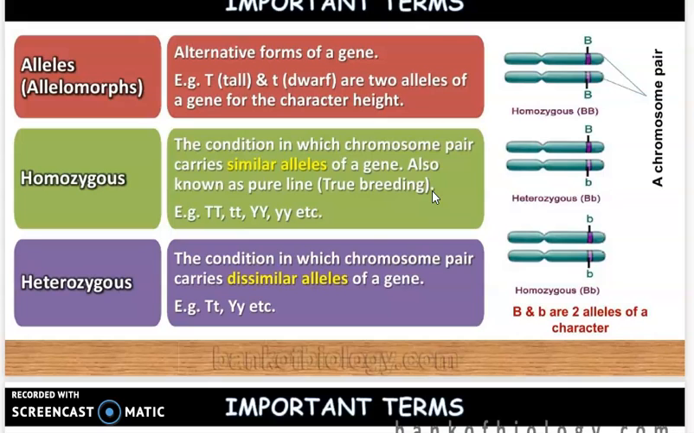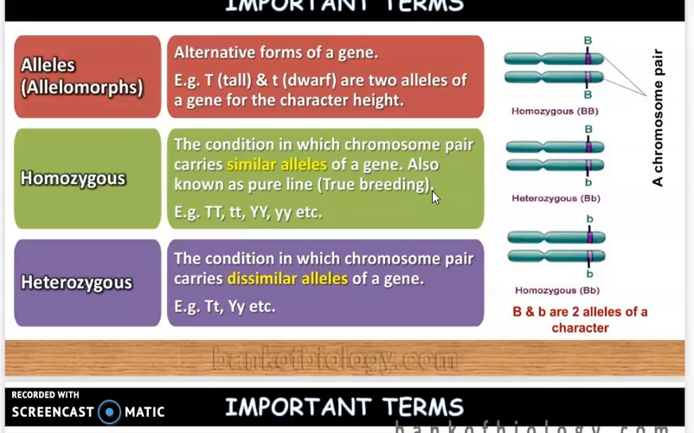Right? No kind of variation will come in it. Even after many generations it will give rise to capital T, or if it is small t, it will give rise to only small t. So there won't be any change in the appearance of the characters. Right? So that is called homozygous.